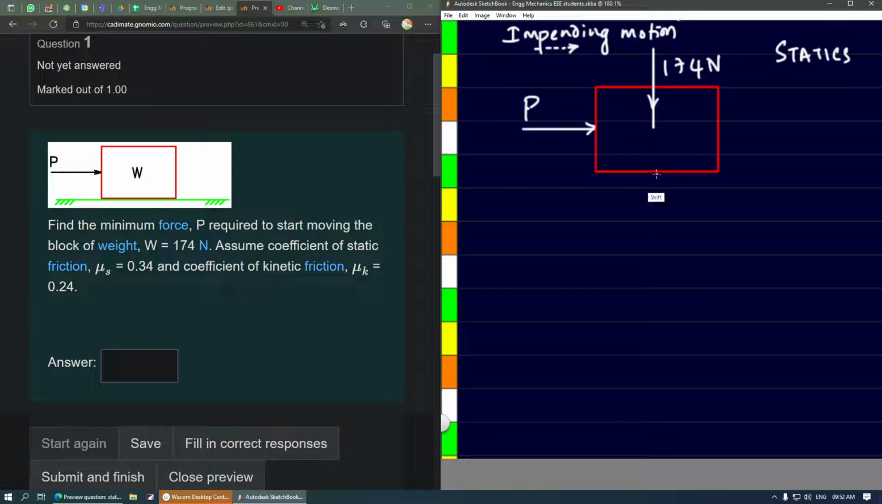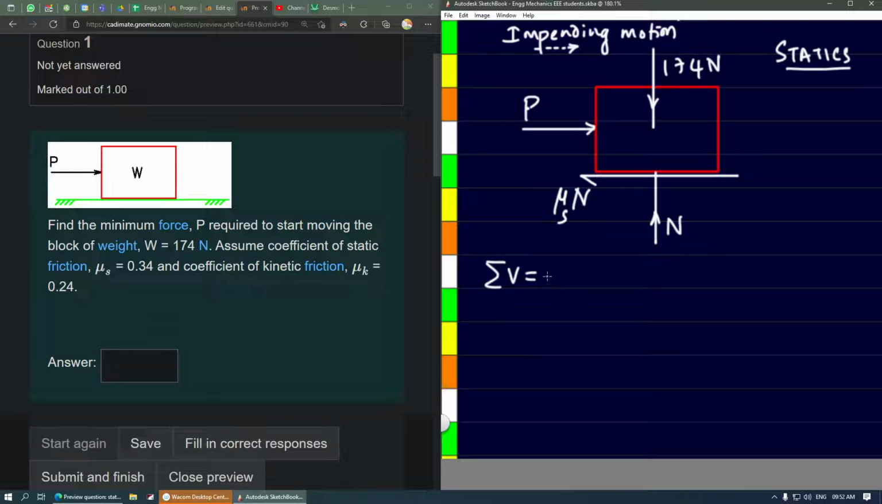So according to that, we'll of course have the normal reaction, let's call it N, and because the impending motion is towards the right, the friction force will act towards the left, and that friction force we'll have to take as mu s times N. Because it's a problem of statics, we will not be taking the kinetic friction coefficient, we'll be just taking the static coefficient of friction. So let's find what we are aimed at.